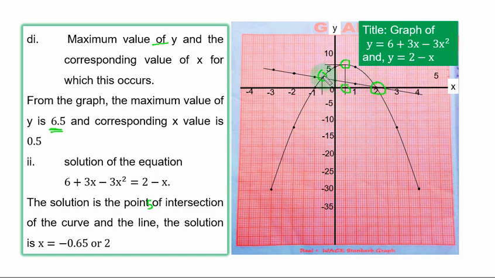If you trace this point to the s-axis, it is between minus 0.6 and minus 0.7. So in between becomes minus 0.65. This point is very easy to get. So that's the solution of this equation, the curve and the line.